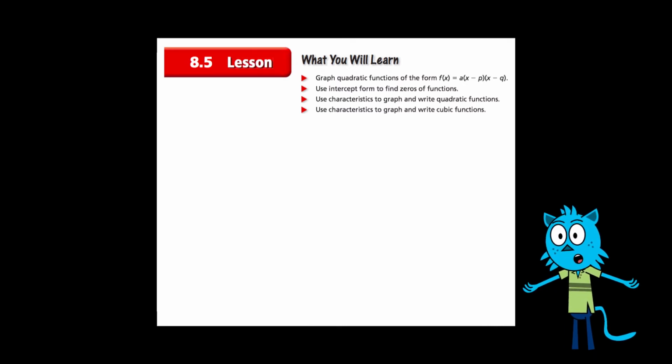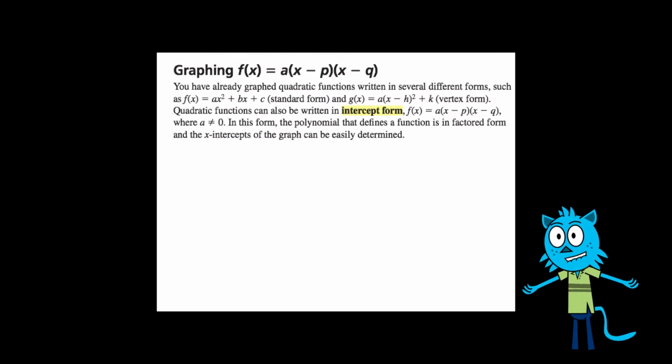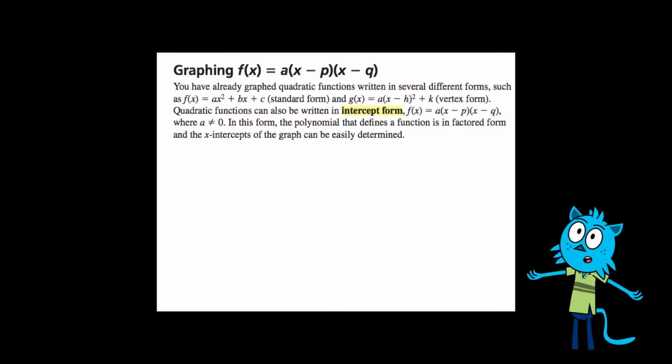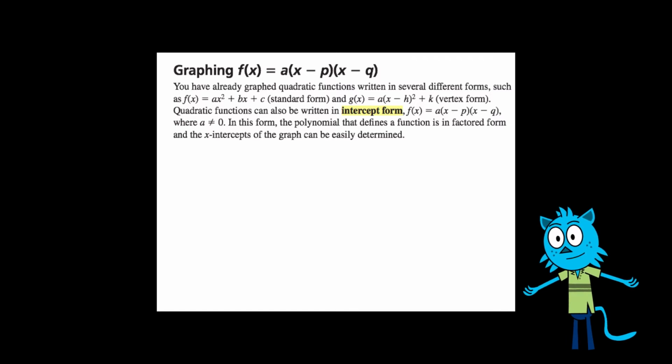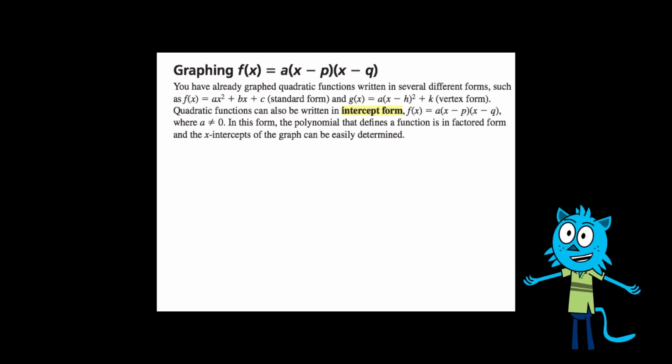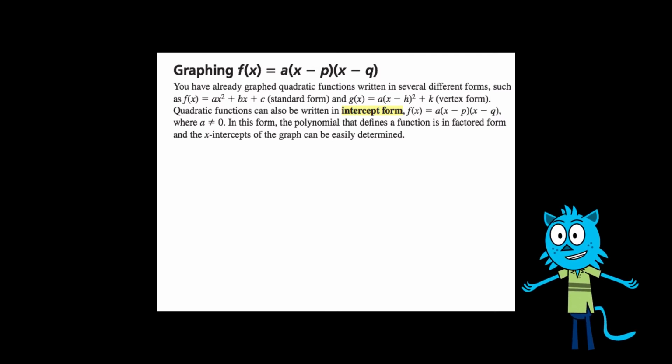This is the form of intercept form. We've talked about two other different ones. We've talked about standard form, ax squared plus bx plus c. We've talked about vertex form, which is a times the quantity x minus h squared plus k. And now we're going into intercept form, which is a times the quantity x minus p times the quantity x minus q. And we'll get into what p and q stand for and what they represent.